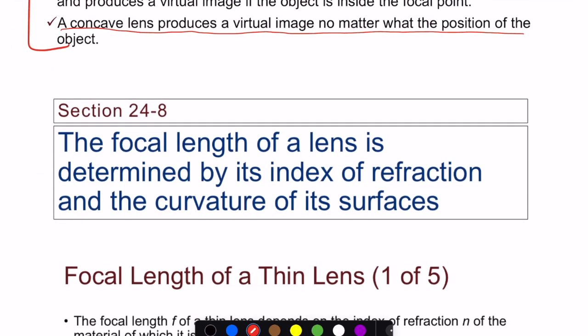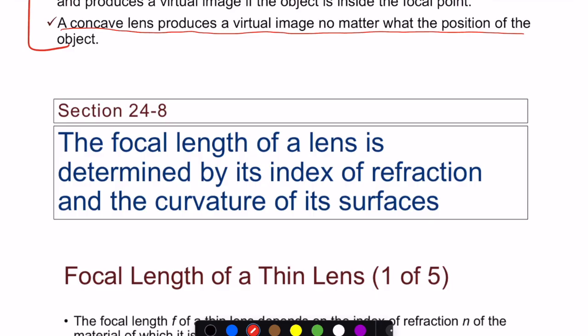Before we do some math, like how we did with the mirrors, right? We had a mirror equation, and we had the magnification equation. Let's talk about one more aspect of lenses, and then we'll get into using equations like the mirror equation, okay? And that aspect is calculating the focal length of a lens.